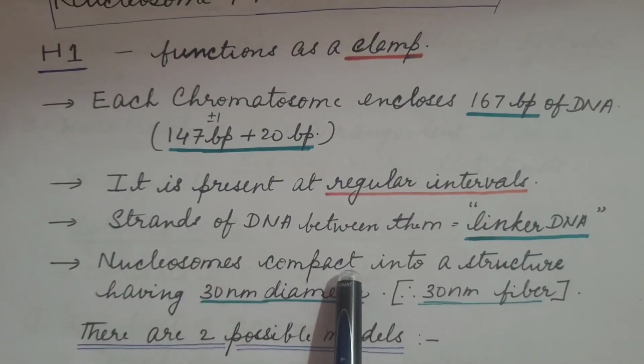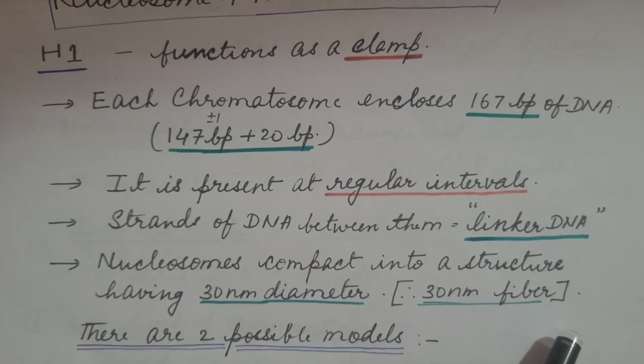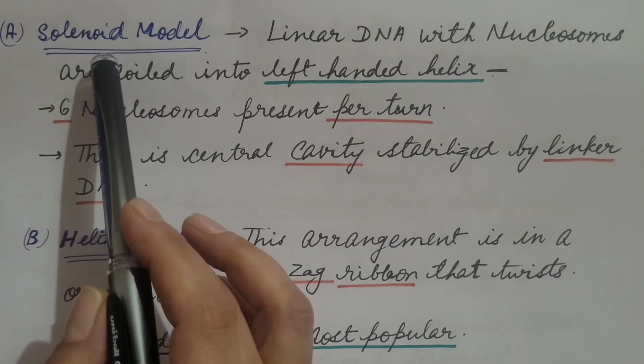Nucleosomes compact into a structure having 30 nanometer diameter. Hence, it is known as 30 nanometer fiber. There are two possible models of compaction at this level. First is the solenoid model.